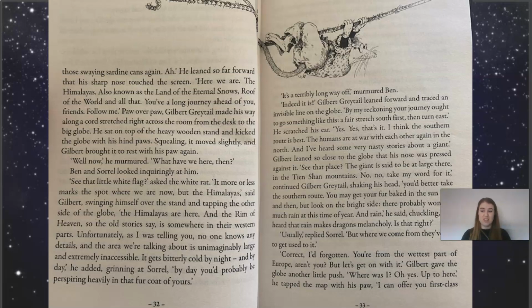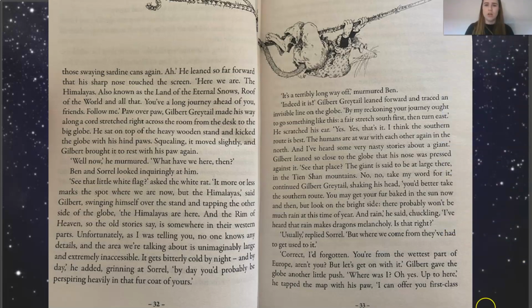So perspiring means it's going to get very hot and very sweaty. "Oh, it's a terrible long way off," murmured Ben. "Indeed it is." Gilbert Greytail leaned forward and traced an invisible line on the globe. "By my reckoning, your journey ought to go something like this. A fast stretch south first, then turn east." He scratched his ear. "Yes, that's it. I think the southern route is best.